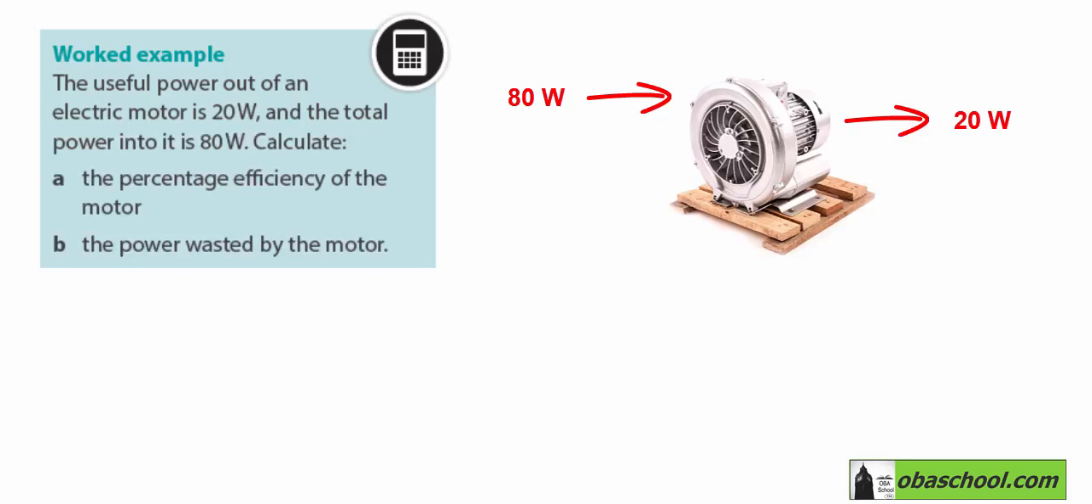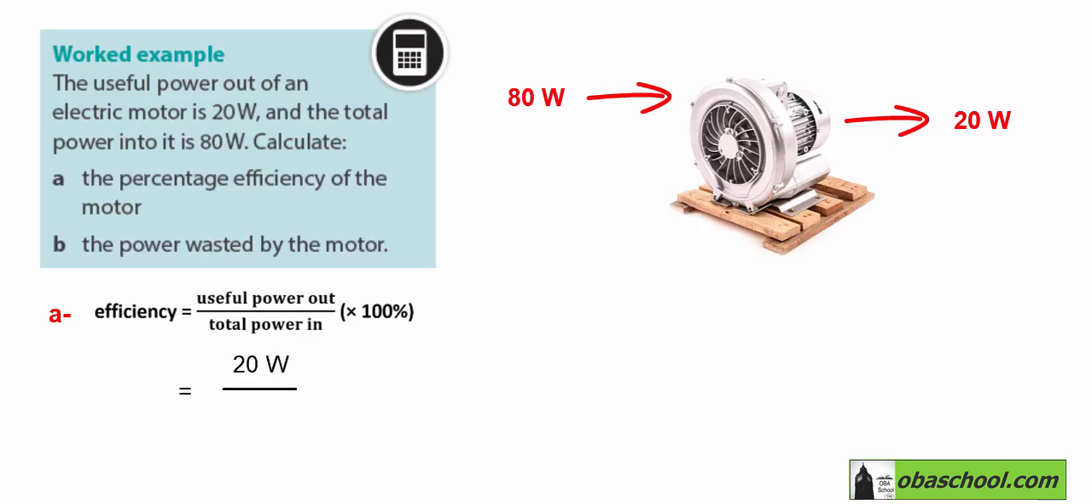Using the equations that we have learned in this video, we can calculate the percentage efficiency of the motor. It's equal to the useful power out divided by the total power in multiplied by 100%. What's the useful power out? It's stated that it's 20 watts, and the total power supplied to the motor is 80 watts. And we multiply by 100% to get the efficiency in percent. Then the efficiency is equal to 25%.